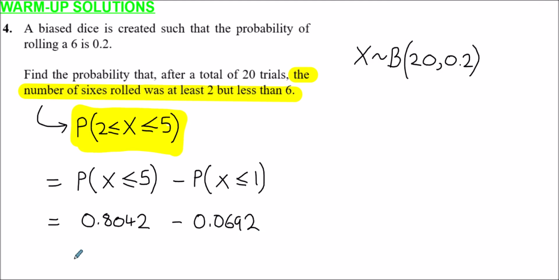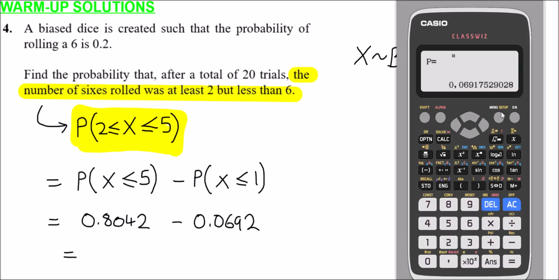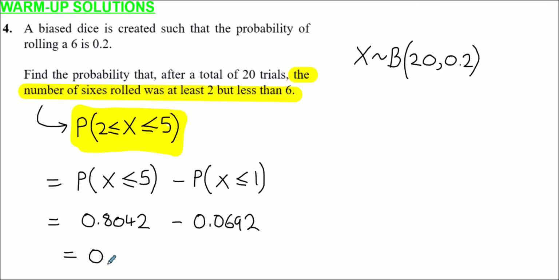So 0.0692. And so if we just do this calculation, go back to normal mode, press menu and 1, 0.8042 minus 0.0692 gives us 147 over 200, which is 0.735. So that's just telling us if we had 20 rolls, we're pretty likely, sort of about 74% likely, to get either a 2, 3, 4, or 5 for your total number of 6s out of 20.